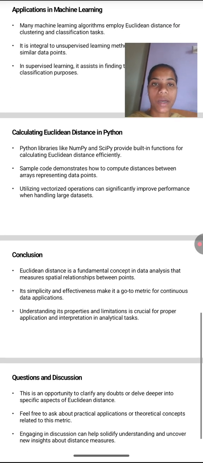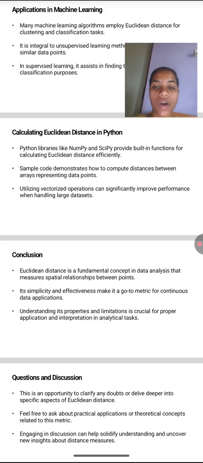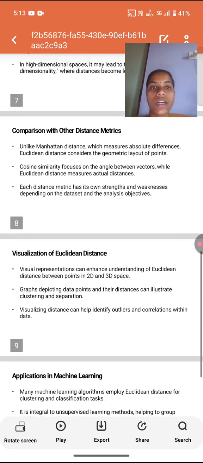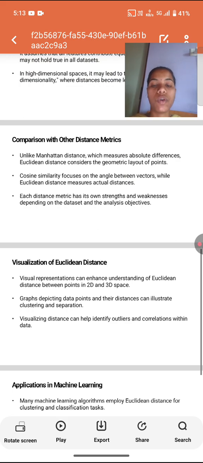So, when it comes to the conclusion part, Euclidean distance is a fundamental concept in data analysis that measures spatial relationships between points. Its simplicity and effectiveness make it a go-to for continuous data applications. In data analysis, understanding its properties and limitations is crucial for proper application and interpretation in analytical tasks. This is about Euclidean distance.